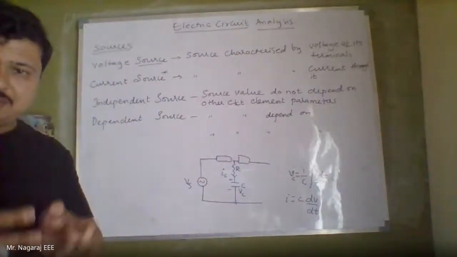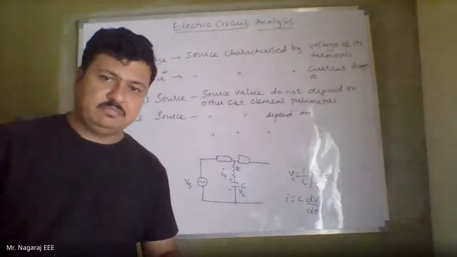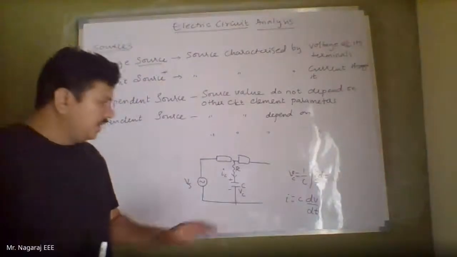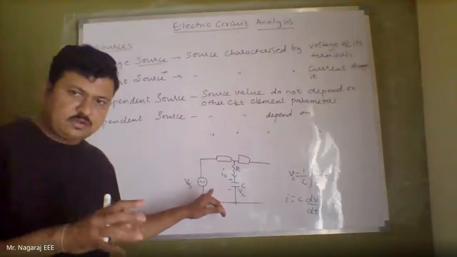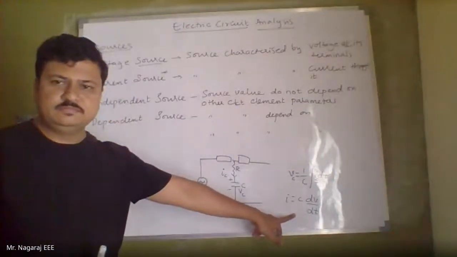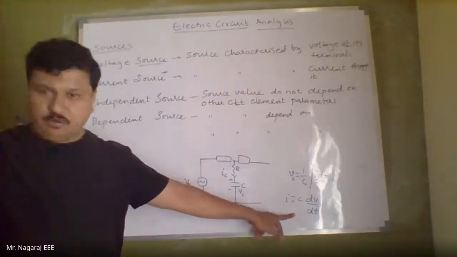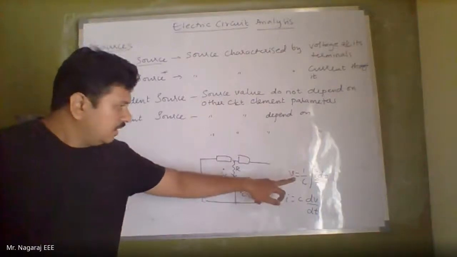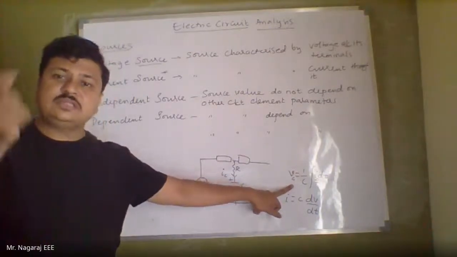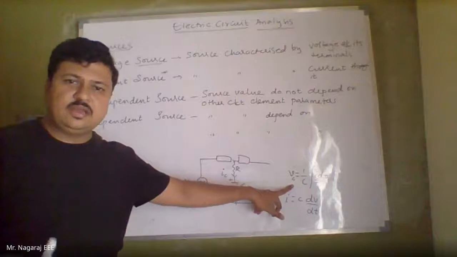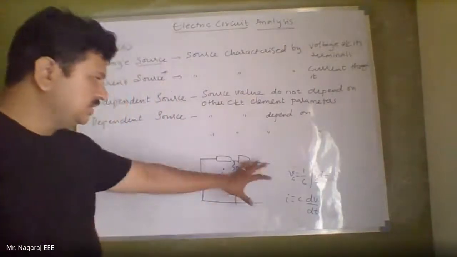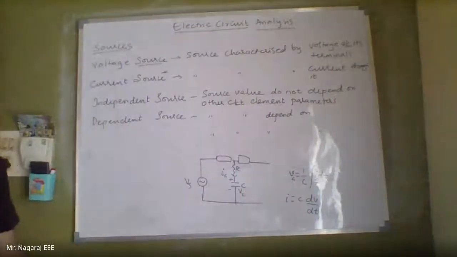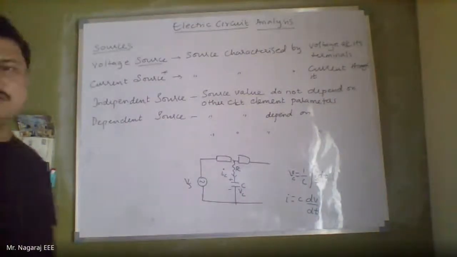So at times, I can characterize this capacitor as a voltage controlled current source when I want to know the current out, and when I want to know the voltage charged, I can consider it as a current controlled voltage source. This is the meaning of dependent sources.